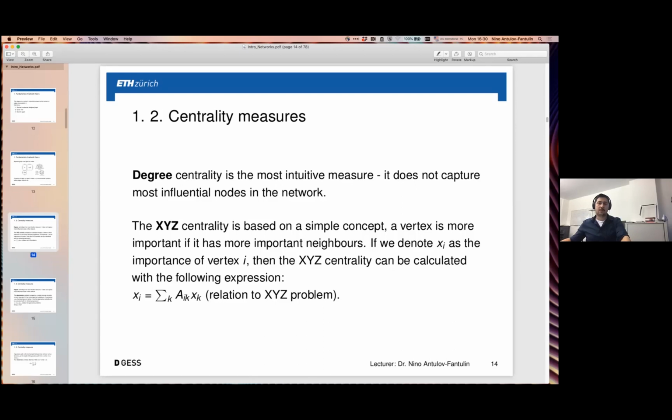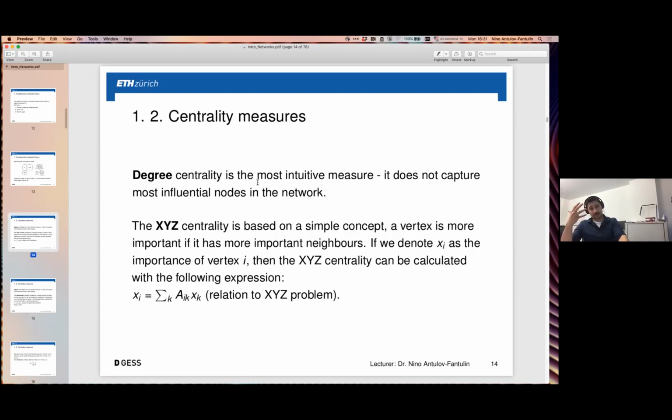We'll start with the very basic one that's called the degree centrality. It's just the most intuitive measure, and it captures the most influential nodes with respect to this basic definition. But now I would like to define a new measure, and I would like to ask you, can you maybe recognize what this would be? We say XYZ centrality is based on a simple concept: a vertex is more important if it has more important neighbors.